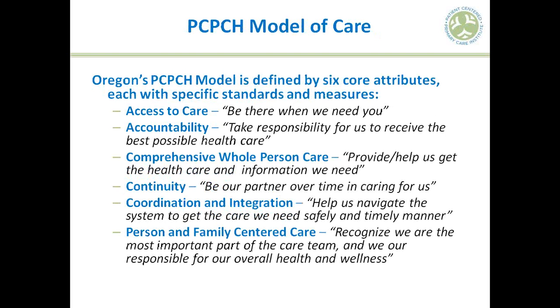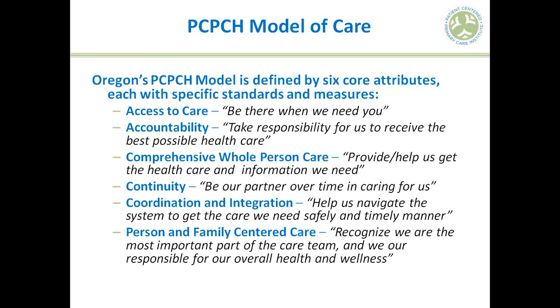So just to start with, the patient-centered primary care home model that Oregon has defined as the standard of quality primary care across the state. It's defined by these 6 core attributes, which are there on the screen: access to care, accountability, comprehensive whole person care, continuity, coordination and integration, and person and family-centered care. This provides practices a framework to really understand how to improve the care that they give.